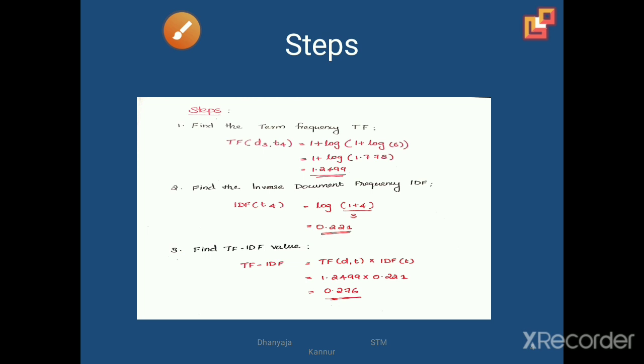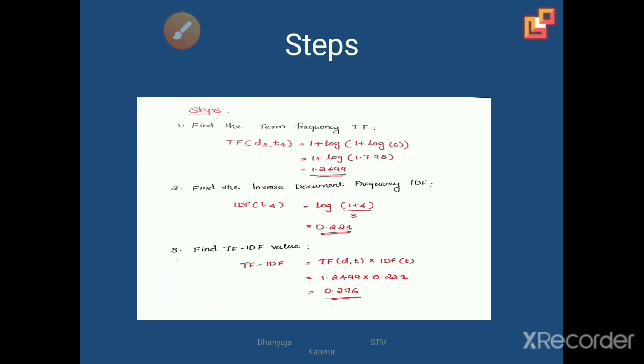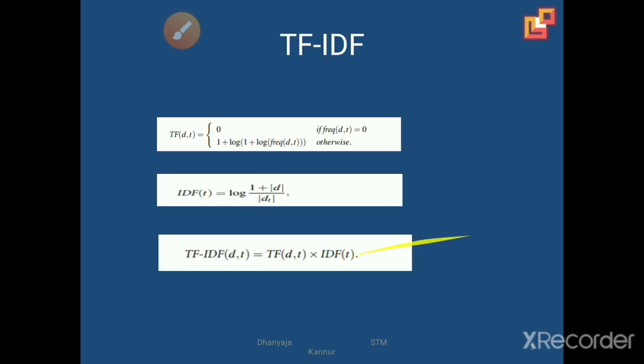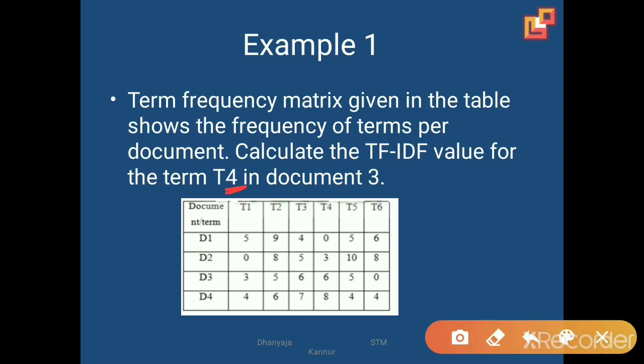Now we will substitute the values. Log of 1 plus, what is the value of d? How many documents are present in the question? See the question, how many documents? 1, 2, 3 and 4, right? So 4 is the number of documents. In place of d, I will substitute the value 4. So log of 1 plus 4 divided by dt. What is the value of dt? dt is nothing but the set of documents containing that particular term. Which term are we finding? We are considering the term T4, right?